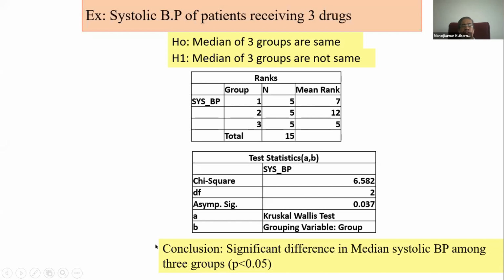So we write the conclusion that there is a significant difference in median systolic blood pressure among the three groups, P is less than 0.05. So this is the conclusion we are drawing.